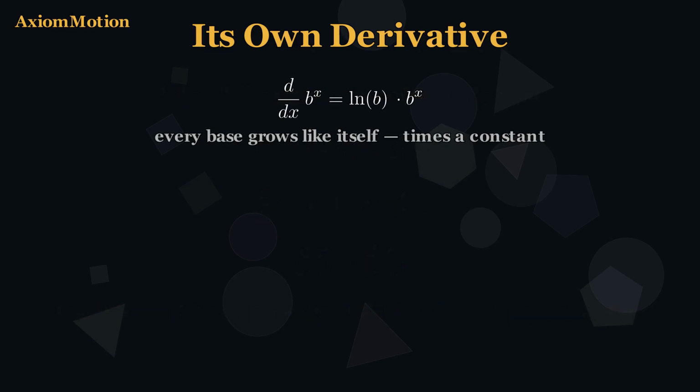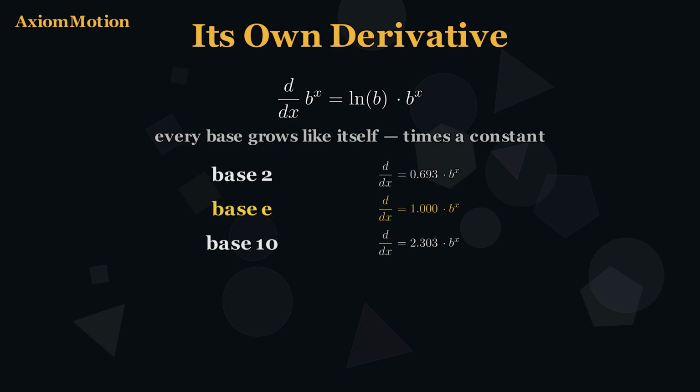Now, every exponential has a derivative proportional to itself. In general, the derivative of b to the x is the natural log of b times b to the x. For base 2, that constant is about 0.69. For base 10, about 2.3. Every base drags along an awkward multiplier, except 1. For base e, the natural log of e is exactly 1, so the multiplier disappears.